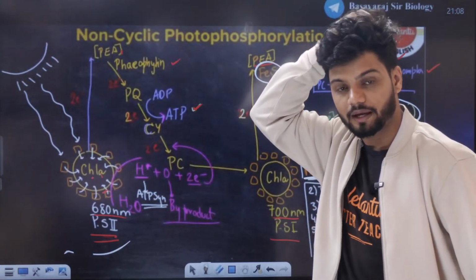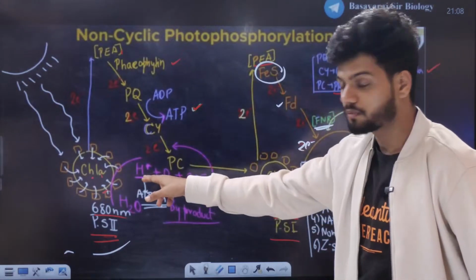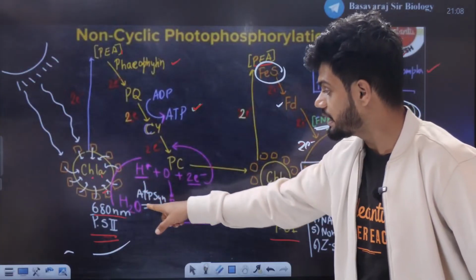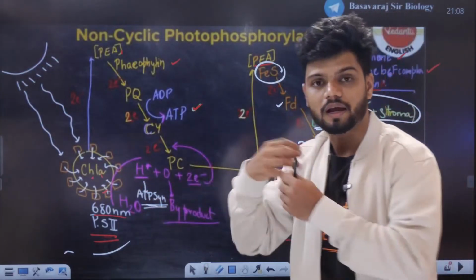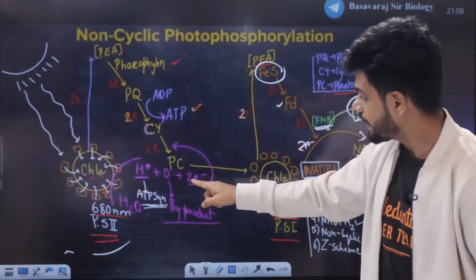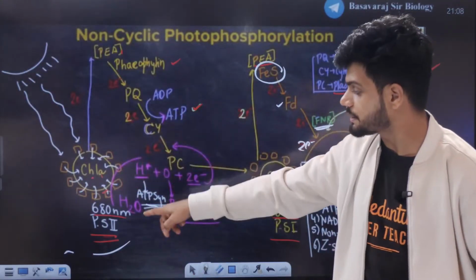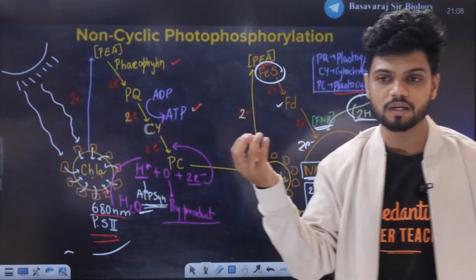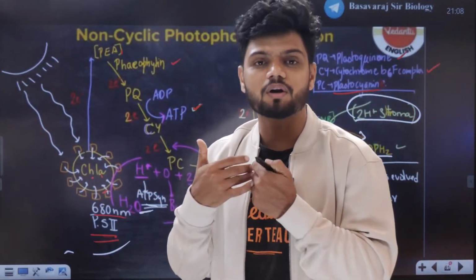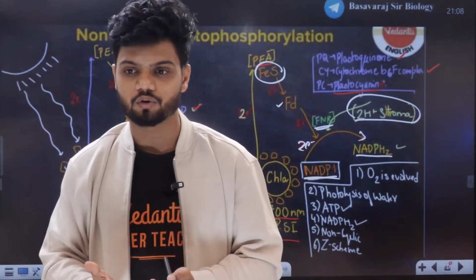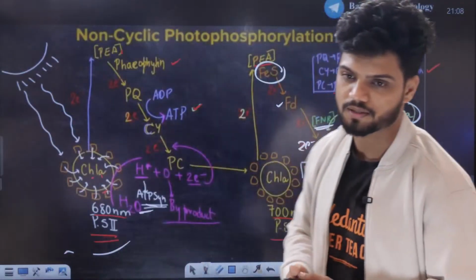I'll teach you later on. It is sent to the ATP synthesis. Oxygen is released as a byproduct. Electrons are sent here. So there is a constant supply of electrons coming from water. Water is splitting up, so there is a constant supply of electrons.